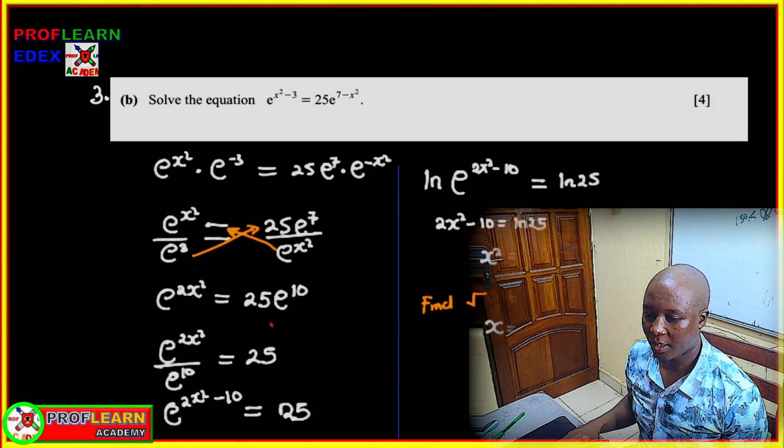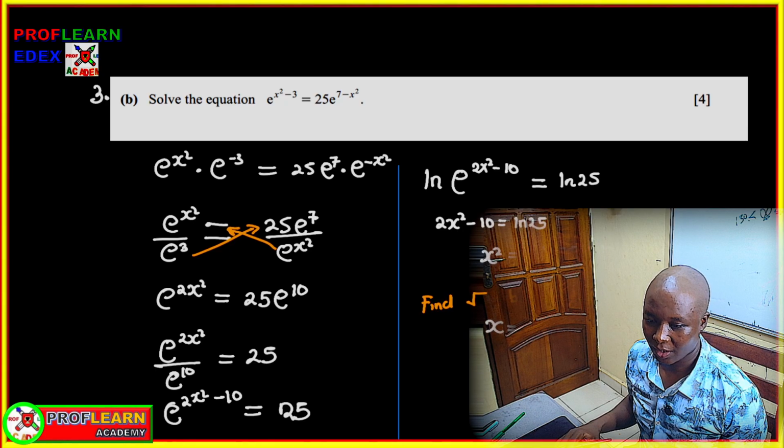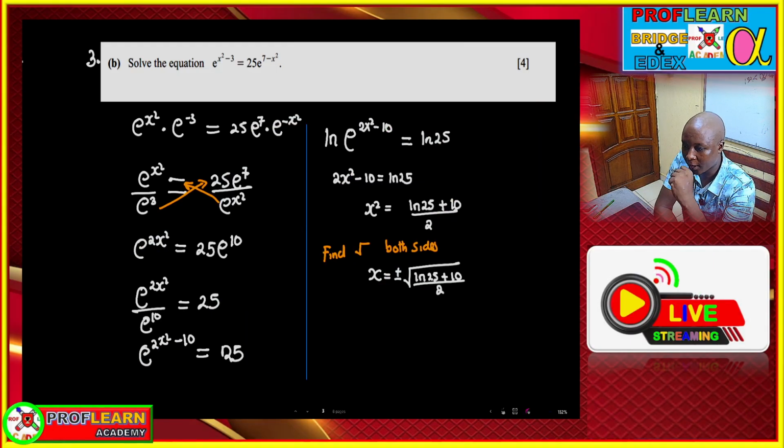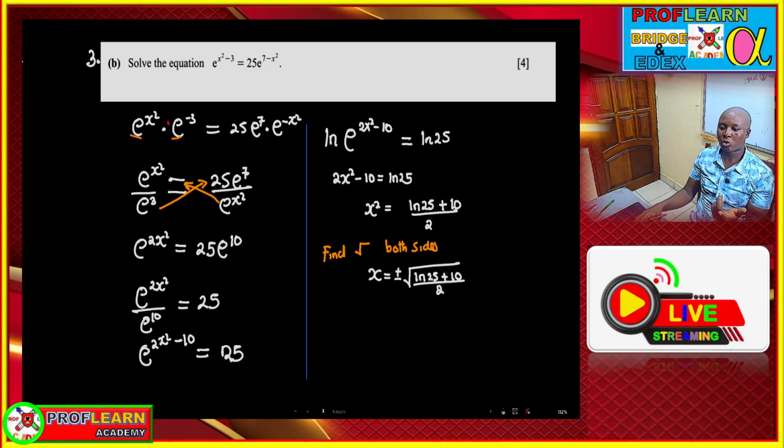The next question that you need to understand how to work out is a question to do with exponentials. How do you solve exponential questions? Now if you look at this, in this question we were given e^(x² - 3) = 25 e^(7 - x²). So the first thing I did is that I split the exponent with the powers. So I said e^(x²) times e^(-3). Since these have the same base, remember we usually combine by adding the powers, and that will give us whatever we have here.